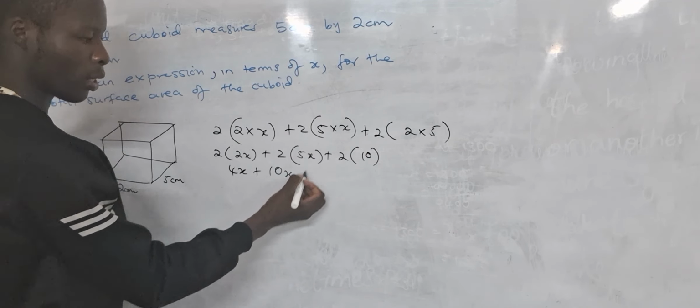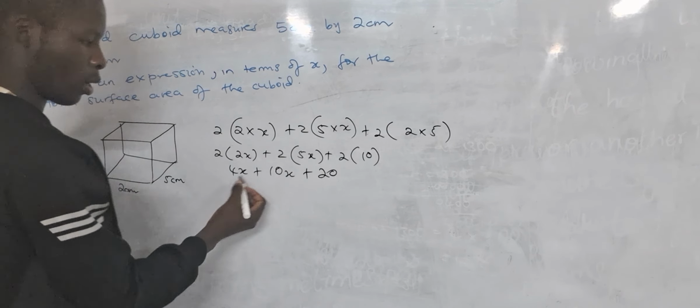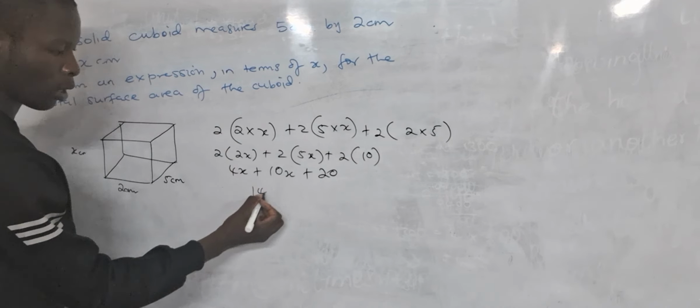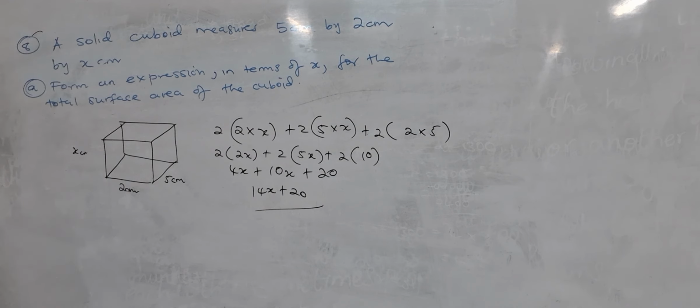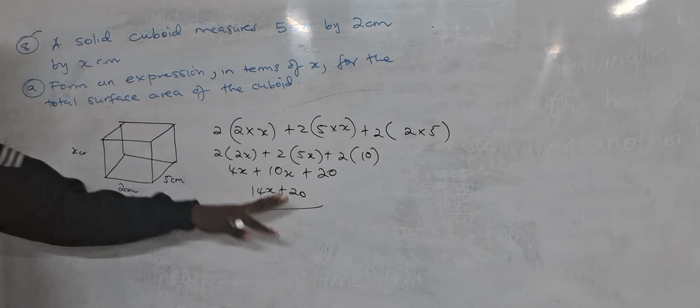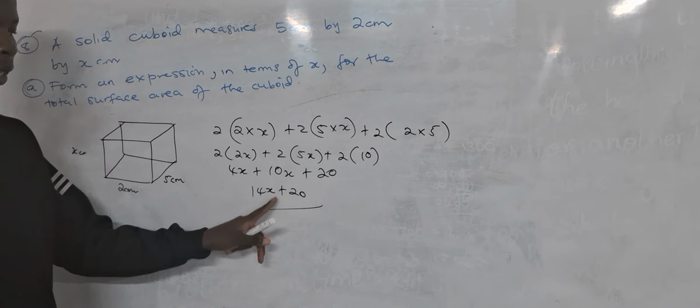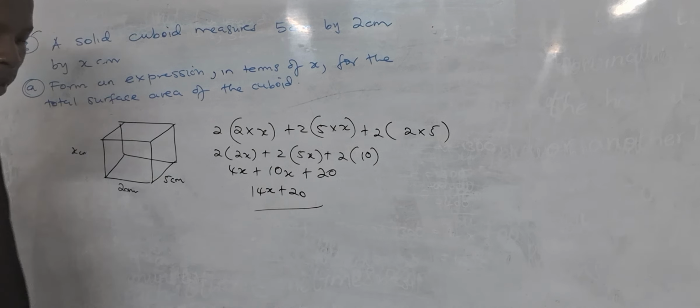This is 10x plus 20. 4 plus 10. This is 14x plus 20. So this is the total surface area of the cuboid in terms of x. 14x plus 20 is the final answer.